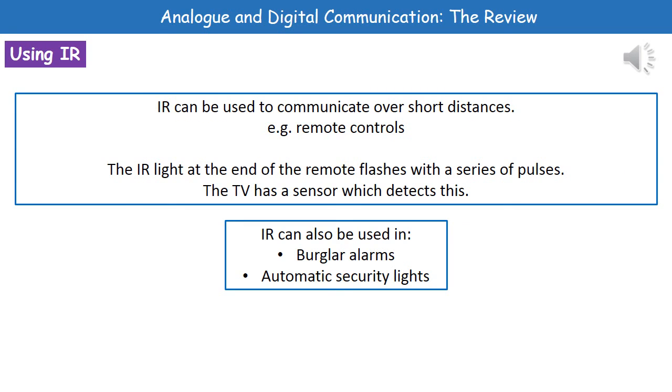One other thing we can use to communicate then is infrared. We can actually use infrared to communicate over short distances, and this is what we're doing in things like a remote control. When you push a button on your TV remote, it generates a series of pulses in infrared that are then emitted from the very front of your remote control. Your TV then has a sensor which detects this, and depending on what button you've pushed determines what code is sent, and your TV interprets that and will change the channel or turn the volume up.